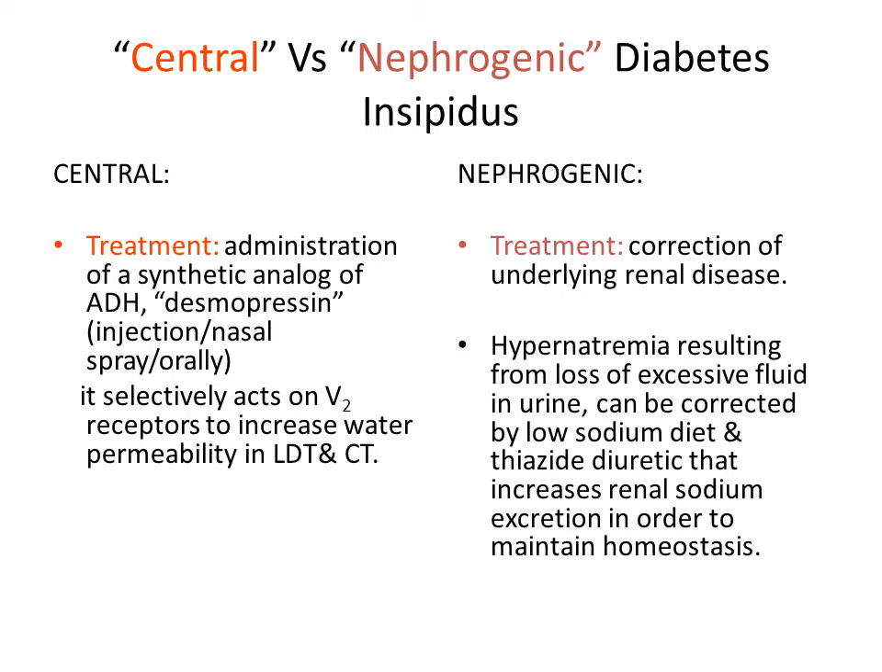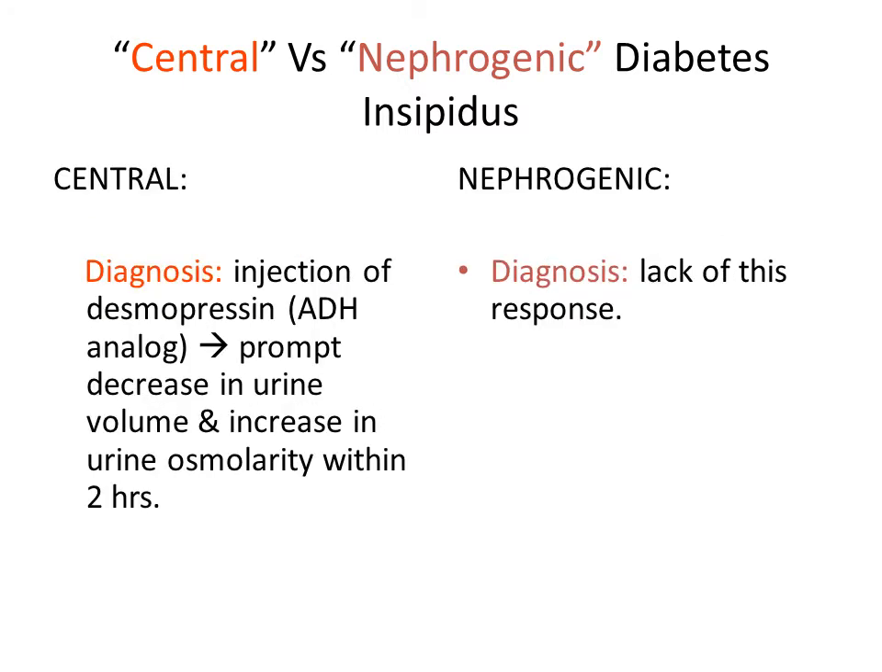The treatment for central diabetes insipidus is administration of a synthetic analog of ADH, which is known as desmopressin. It is given either as an injection, nasal spray, or orally, and it selectively acts on the V2 receptors to increase the water permeability of the late distal tubule and the collecting tubules. In case of nephrogenic diabetes insipidus, the treatment is to correct the underlying disease and also to correct hypernatremia resulting from the loss of excessive fluid in urine, which can be corrected by a low sodium diet and thiazide diuretics that increase renal sodium excretion in order to maintain homeostasis.